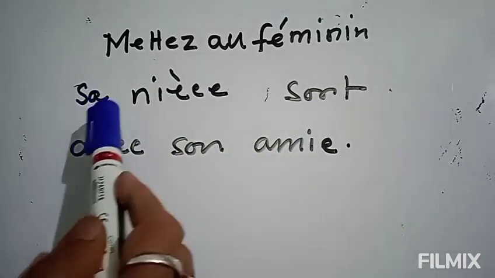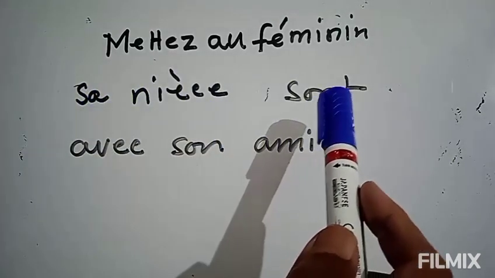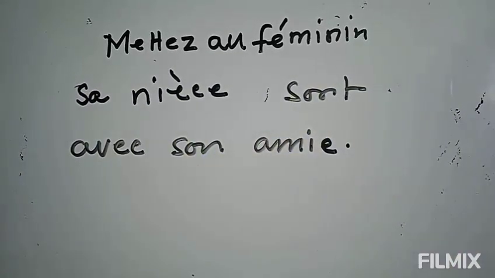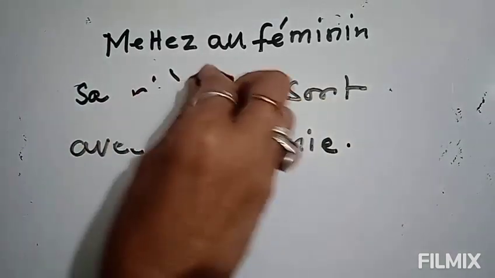Sentence. His niece goes out with her friend. Okay. This is the English meaning. It is an exception. I am showing you one by one.